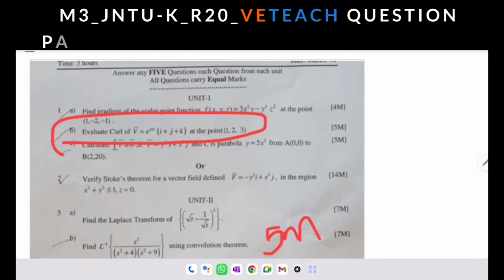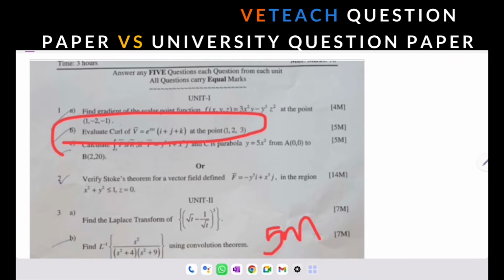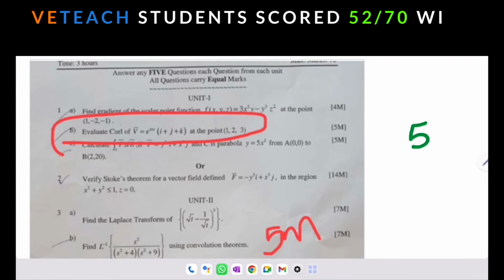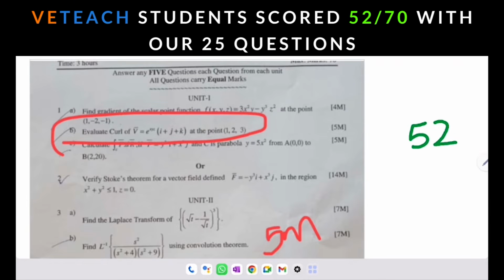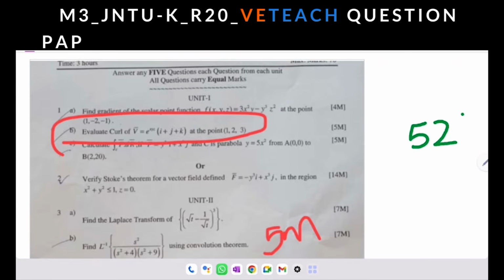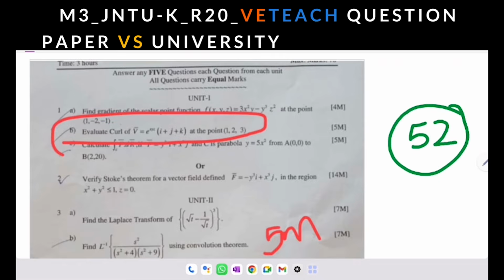Today I am going to compare the M3 JNTUK R20 regulations April-May 2025 paper with our British question and answers, and I am going to show that exactly 52 marks of the same numericals have been repeated in the question paper. So there is no change in the numericals also. So a total of 52 marks of the same numericals have been repeated.